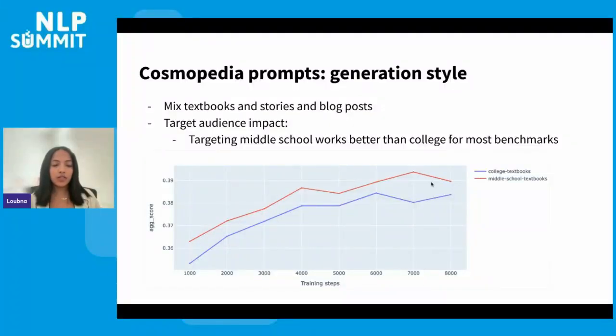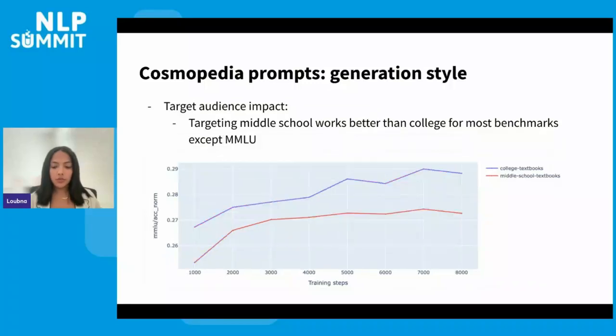For example, this is the aggregated score over 9 benchmarks, and as you can see, throughout the whole training, models trained on data from middle school textbooks work better than college textbooks. This was the case for all the benchmarks except one, which was MMLU. MMLU is a dataset that has some questions that are advanced, even PhD level, which explains why you need college textbooks to be good at this benchmark. So in the end, we decided to have around 60% middle school and 40% college textbooks.